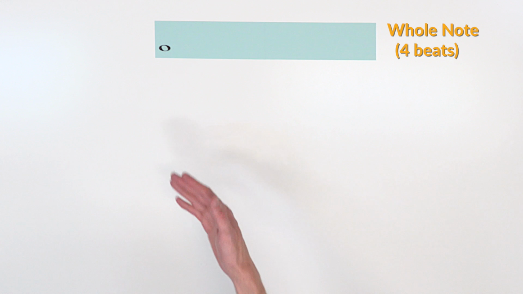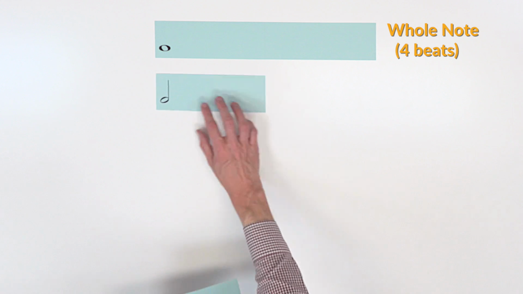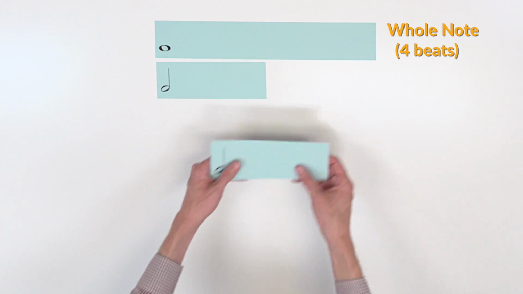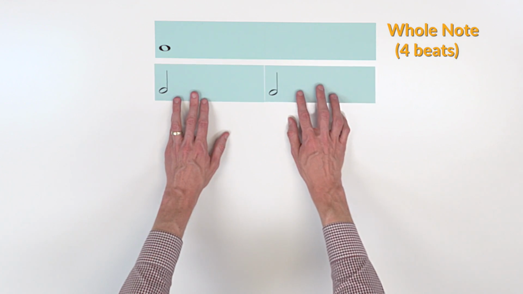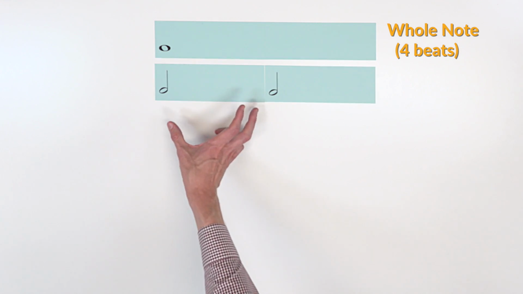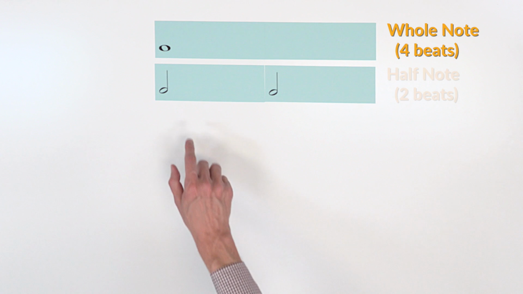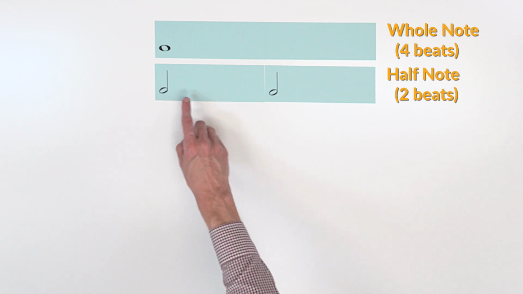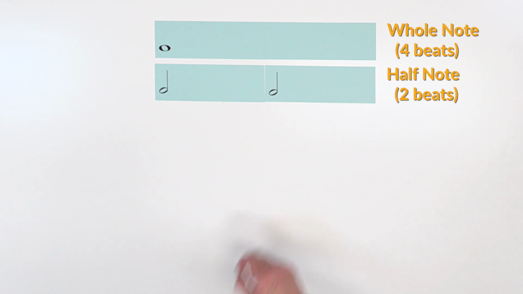But what if we took the whole note and cut it in half? Then we'd get 2 half notes. If a whole note is worth 4 beats, how many beats is each half note worth? If you said 2, you're correct. Now, what if you took a half note and cut it in half?